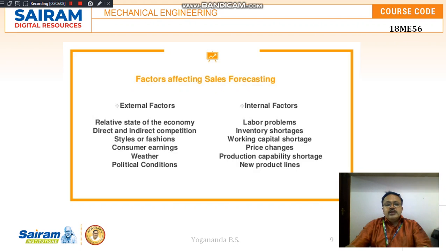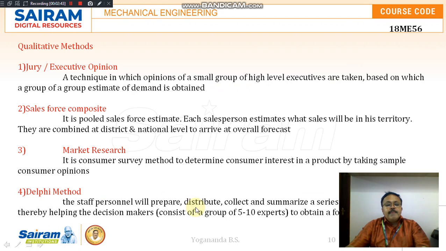Now the internal factors, such as labor problems, which are within the organization. Then inventory shortages, so I may not have the required raw material in hand at production time. Then working capital shortage, price changes, production capacity shortage, and new product lines. All these things affect the sales or demand forecasting.